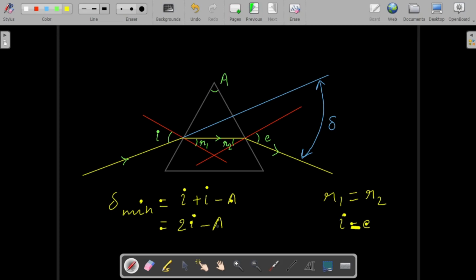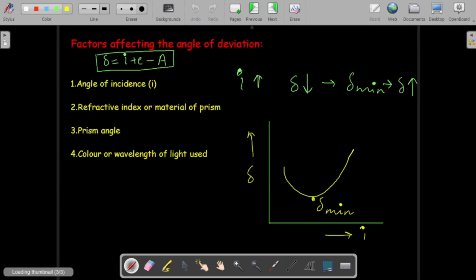So moving further, we will discuss the refractive index of the material of the prism, and how it affects the angle of deviation.